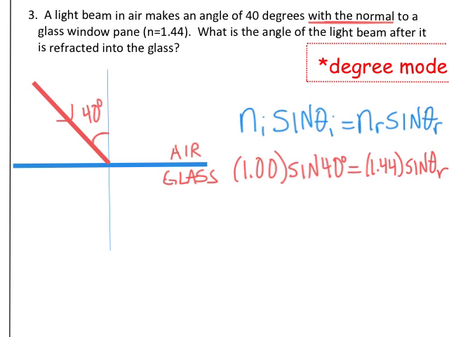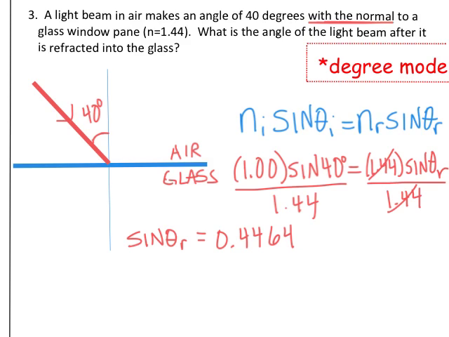So in my calculator, and I made you a note that you definitely want to be in degree mode, I'm going to say the sine of 40 times 1, which will just be the sine of 40. And then I want to divide both sides by the index of refraction for my glass, which is 1.44. And this will leave me with the sine of the angle. So take a moment and put that in your calculator. As long as you're in degree mode, you should have gotten the sine of the refracted angle is equal to about 0.4464. Now on this part, you don't want to round too early, so it's a good idea to leave at least 4 decimal places, or we can use the answer that is stored in your calculator.